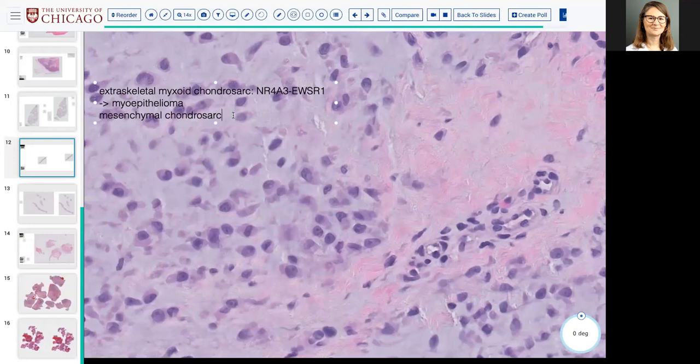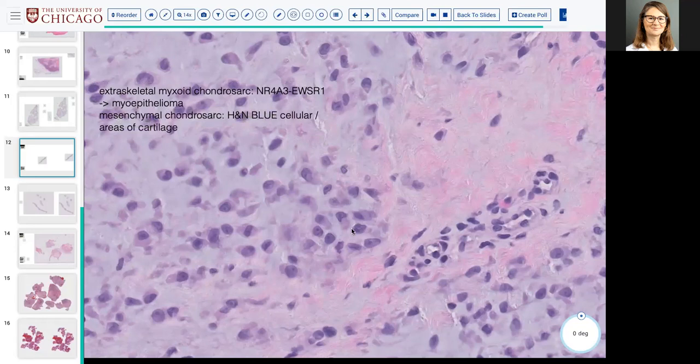Mesenchymal chondrosarcoma is most commonly found in the head and neck, in the jaws, but it is blue. If you think about primitive mesenchyme, it is blue and highly cellular and spindled and has abrupt areas of cartilage. So even though the words sound the same, mesenchymal chondrosarcoma, myxoid chondrosarcoma, the morphology is drastically different. So mesenchymal, really think about primitive mesenchyme and very blue.